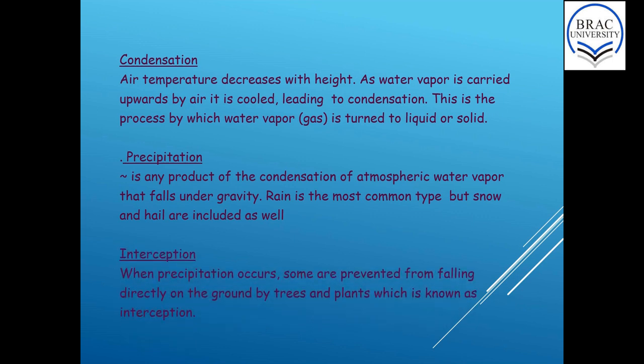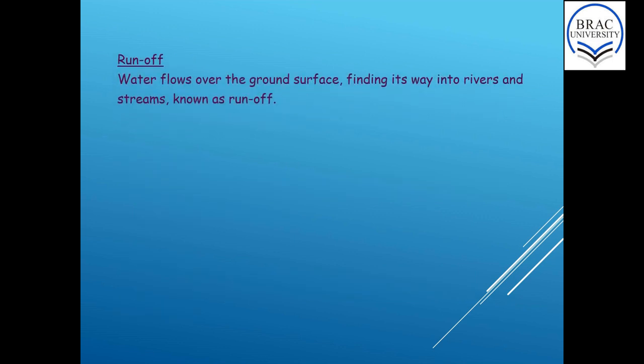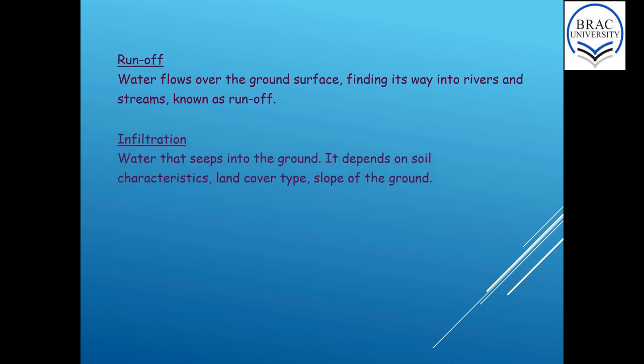Interception: when precipitation occurs, some is prevented from falling directly on the ground by trees or plants or by built-up regions, which is known as interception. Runoff: water flows over the ground surface, finding its way into rivers and streams, known as runoff. And infiltration, that is the direct seepage of water by the land surface.